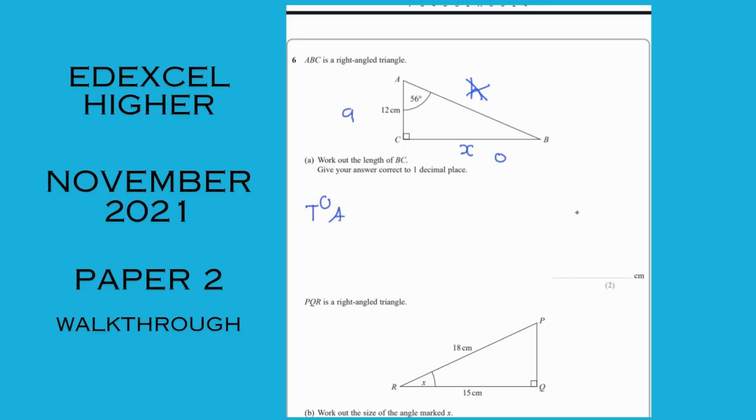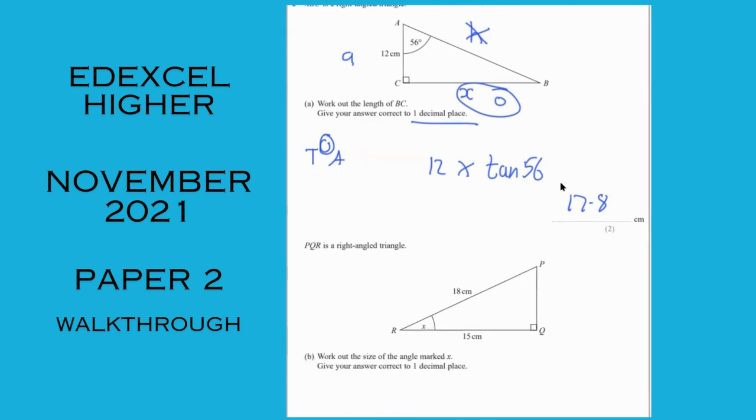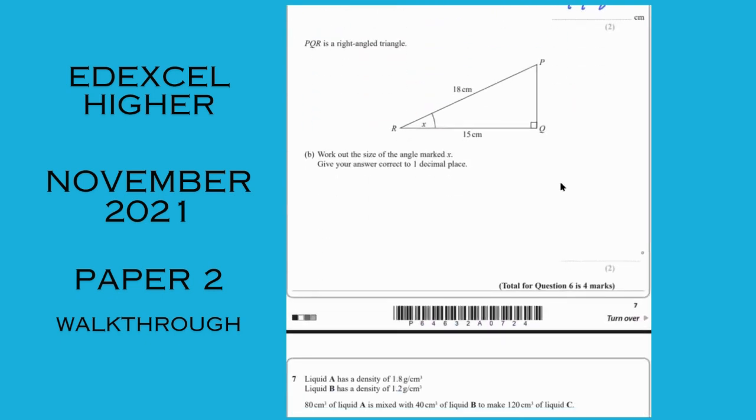We are talking TOA. Cover up what you're trying to find. So this, the T and the A are next to each other. It's a times. The adjacent is 12, and T stands for tan of the angle. And don't forget one decimal place. I get 17.8.